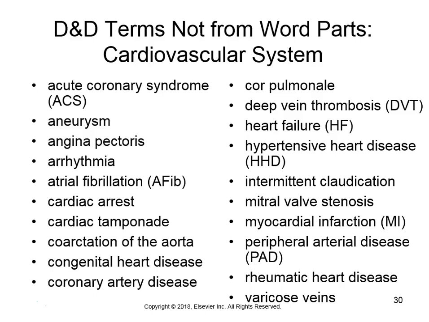Cor pulmonale is when your right ventricle gets enlarged due to pulmonary disease. So you have pulmonary problems, which then feed into the right side of the heart, and so that's why it can cause problems. Deep vein thrombosis would be a thrombus in the deep veins of your body. So you have very large veins that go down to your legs and your lower extremities, and oftentimes there could be a clot in there causing full leg pain, and that would be considered a deep vein thrombosis.